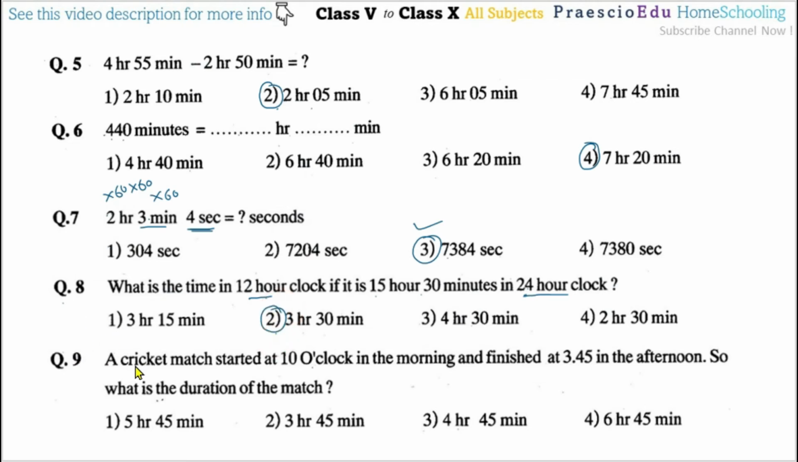Now question number 9, a cricket match starts at 10 o'clock in the morning. In the morning means it's AM, and finished at 3 o'clock and 45 minutes in the afternoon, means it's PM. So what is the duration of the match? Duration means that period, from starting to the finish, total time we have to count. Now suppose this is a clock, so this is 12, 3, 6 and 9. Now the match started at 10 o'clock, so 10 AM.